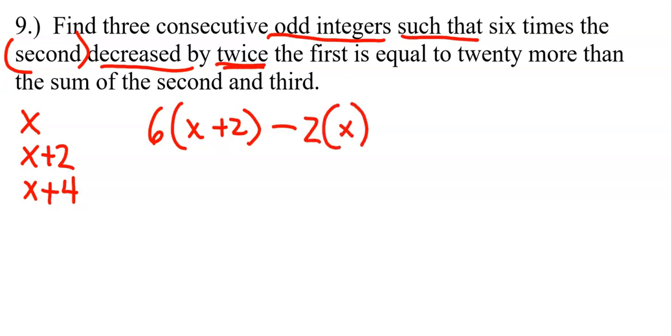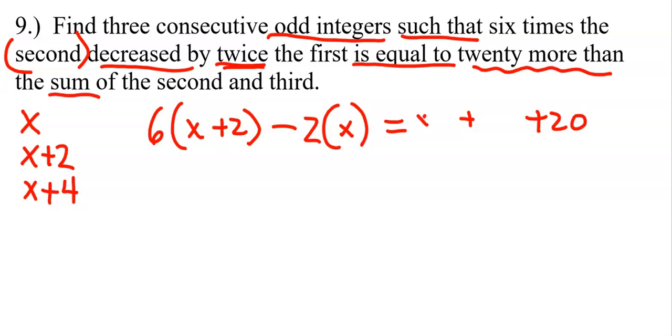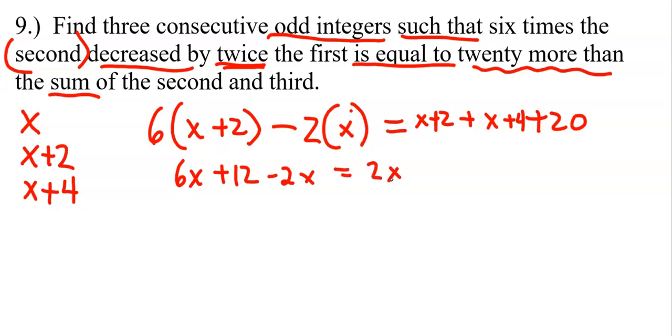Twice the first is equal to 20 more than the sum of the second and the third. There's our translation. So over here we've got 6x plus 12 minus 2x equals 2x plus 26. So 4x plus 12 equals 2x plus 26.